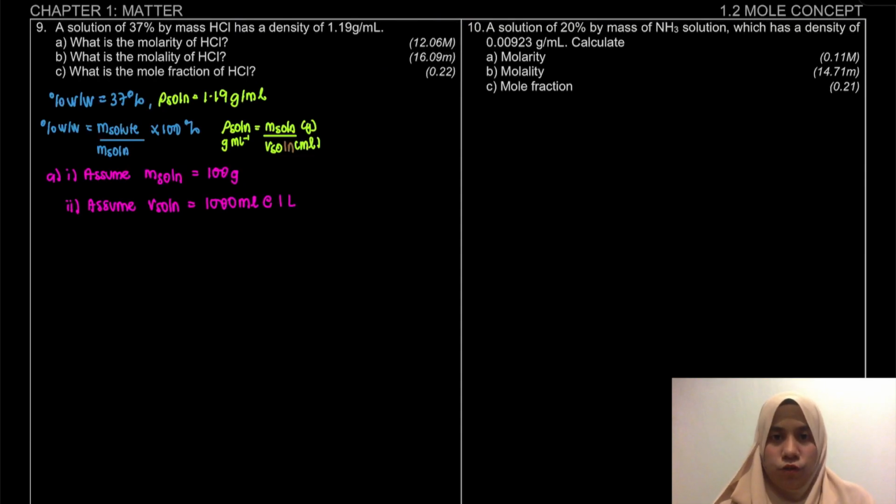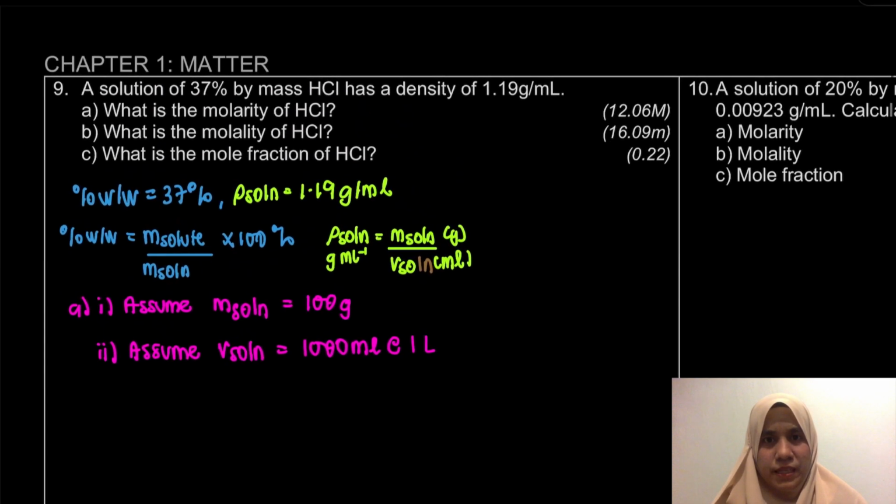Okay, now let's look at example number 9. Number 9 dan 10 ni sebenarnya sama je, cuma beza the value itself. So for example number 9, dia macam sama sikit dengan example 8 tadi, where they give us the percentage by mass as well as the density. But then kat sini question dia pecahkan banyak sikit. First I have to find the molarity, and last but not least is the mole fraction.